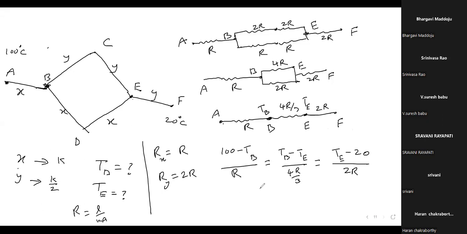Now, if you equate these two, one set of equation will get. Equate these two, you will get another set of equation. The two unknowns are there, TB and TE. By solving the two equations, you will get the TB and TE. That's all.